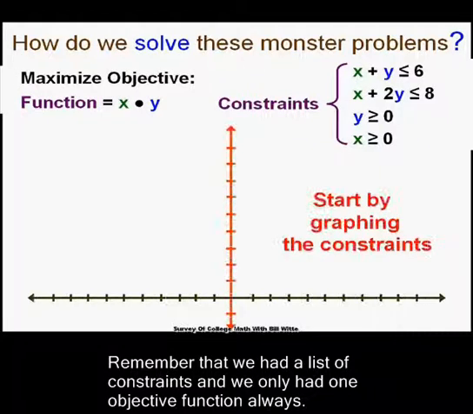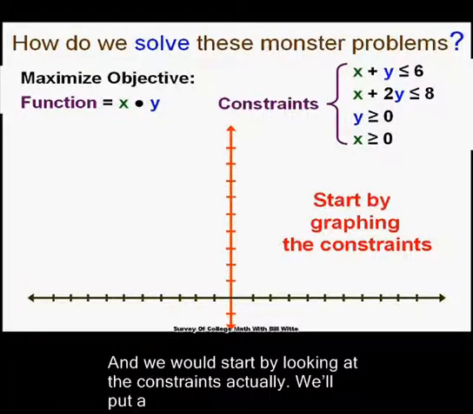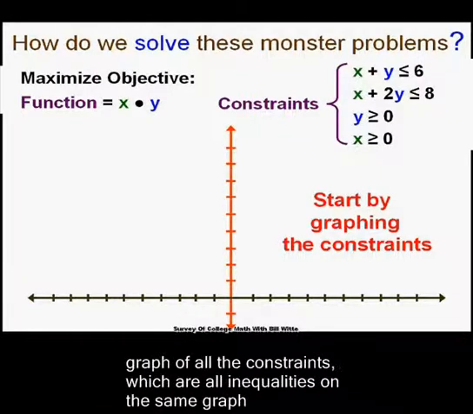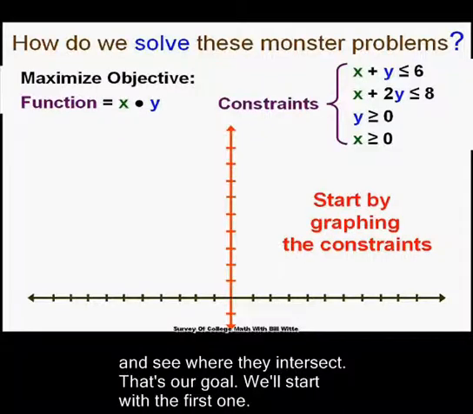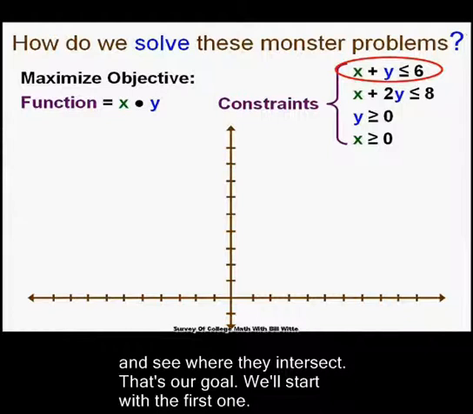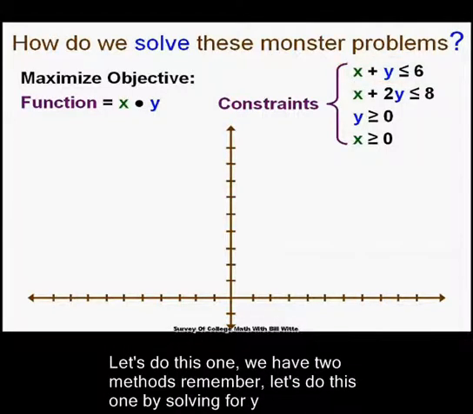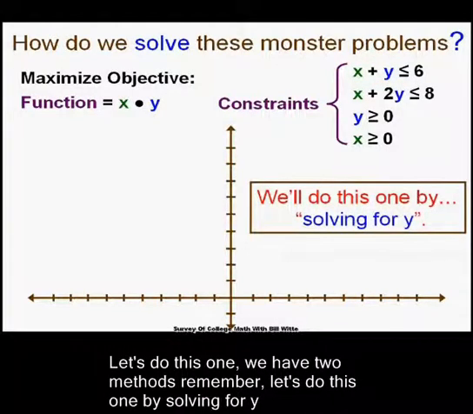It's always best to start at the beginning. We're going to start by looking at the constraints actually. We're going to graph all the constraints, which are all inequalities, on the same graph and see where they intersect. That's our goal. We'll start with the first one. Let's do this one. Well, we have two methods, remember.